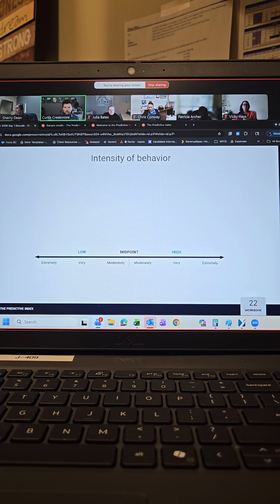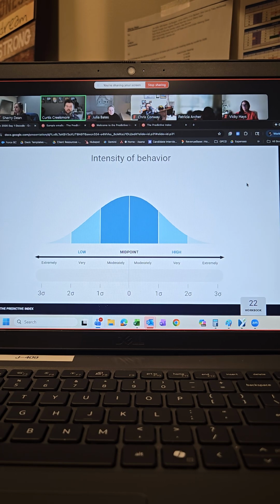As you move to the right, you have moderately high, very high, extremely high. As you move to the left, did I say left? I meant right. Right is high, left is low. As you move to the left, you have moderately low, very low, and extremely low. And you can actually see PI breaks this chart into what are called sigmas. That's the standard deviation unit that is used for the assessment.